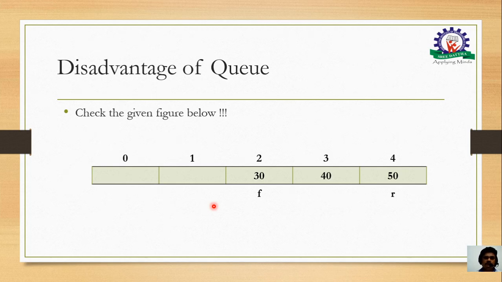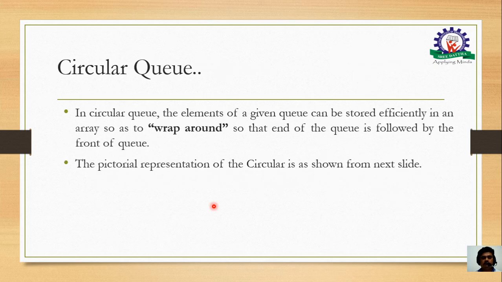Whenever we write a program, we always try to go for better performance. When a program is the worst, utilizing more resources, we need to avoid such programs, as they do not give good performance. So this disadvantage can be overcome by the circular queue. Let us see what a circular queue is.